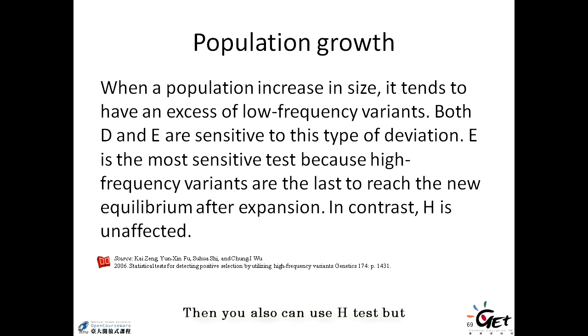Then you also can use H-test, but H will be ineffective because H compares the intermediate, the average, because it's the average heterozygosity compared with the overall theta.